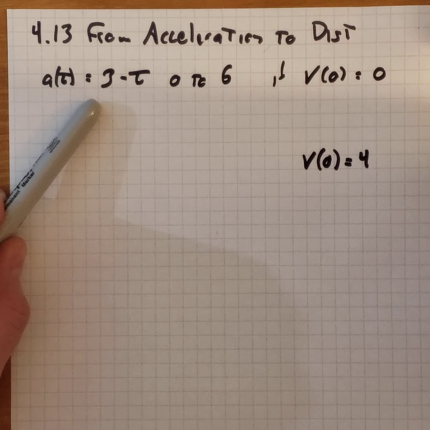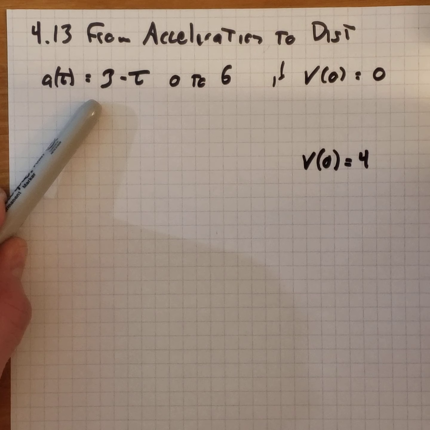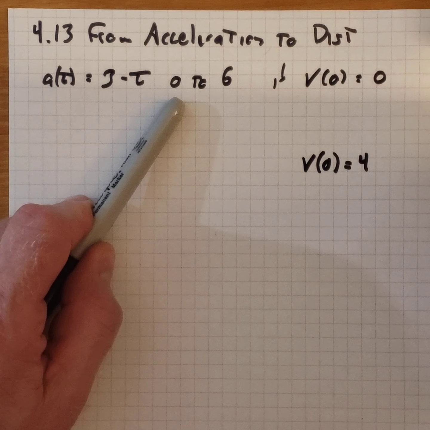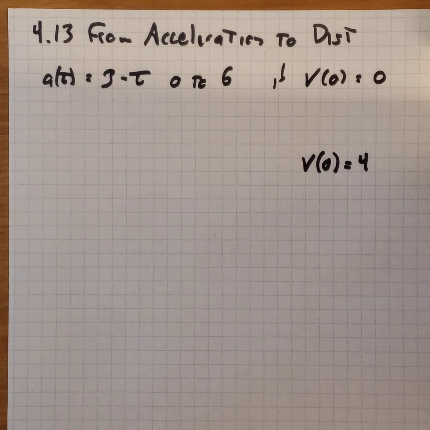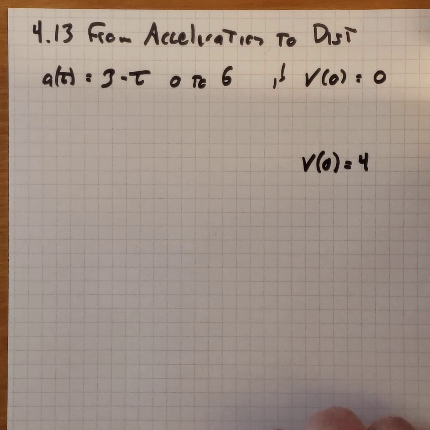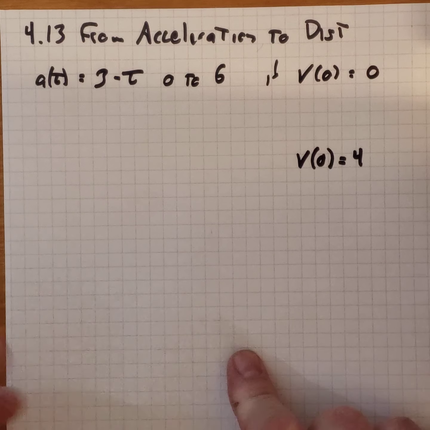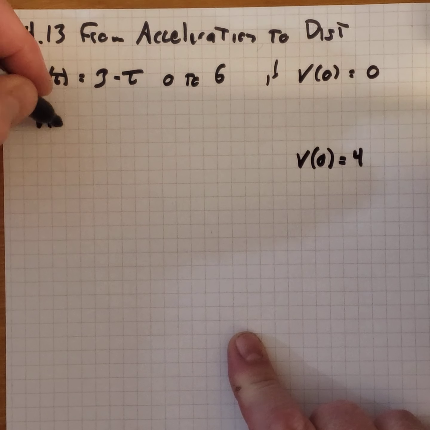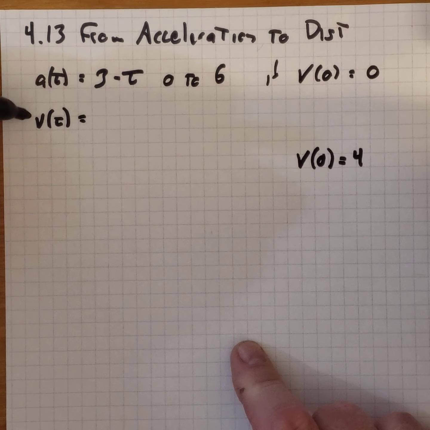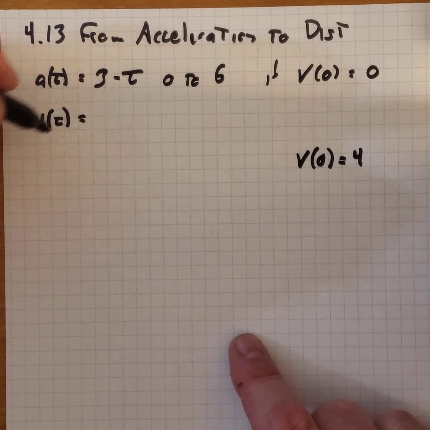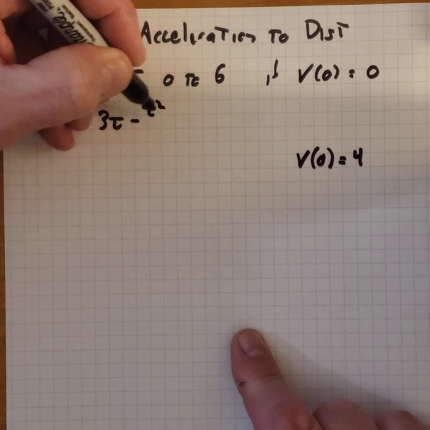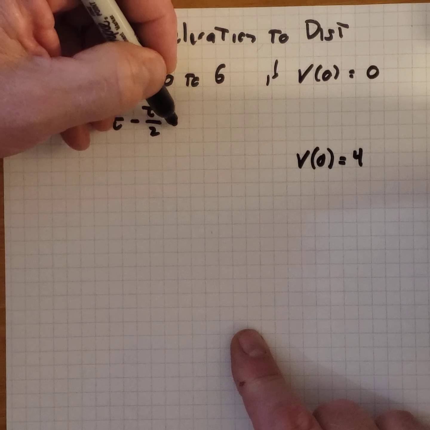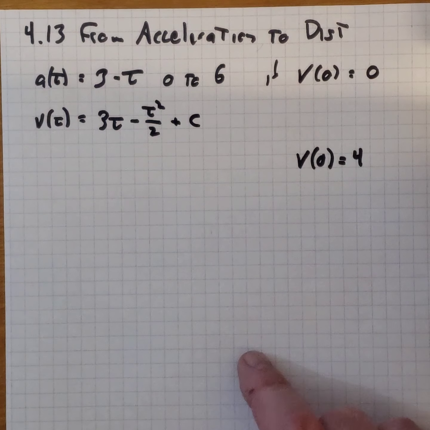So we know the acceleration of whatever this thing is, particle moving on a straight line, over a time period from 0 seconds to 6 seconds. And we want to know, again, the distance and the displacement. So first step is to find the velocity in terms of time. We know acceleration is the derivative of velocity, so velocity is the antiderivative of acceleration. And that's going to give us 3t minus t squared over 2 plus c.